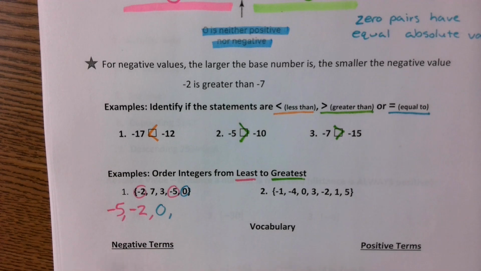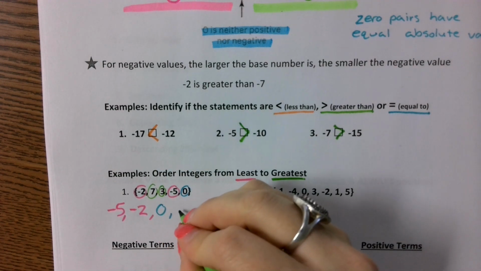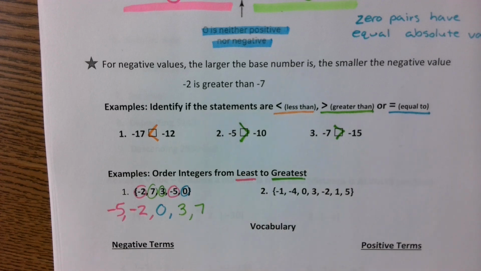And then I can rank my positive numbers. So my positive numbers that we have next are 3 and 7. And we put those in order like we normally would. So 3 and then 7. Very good. All right. Who would like to do problem number 2?